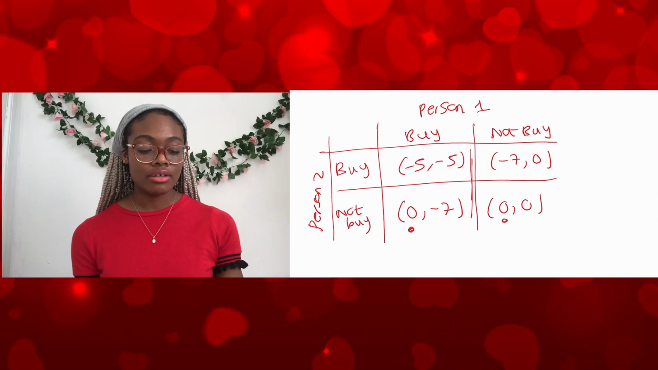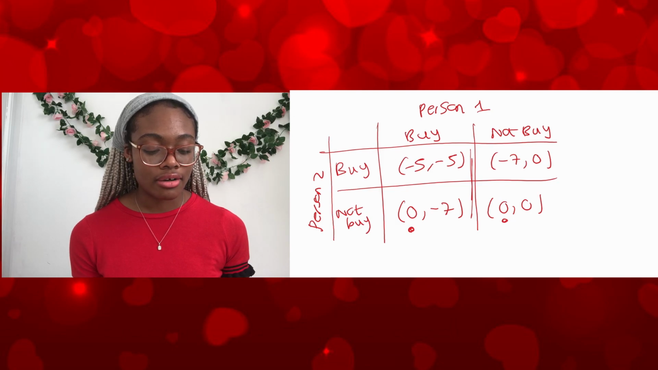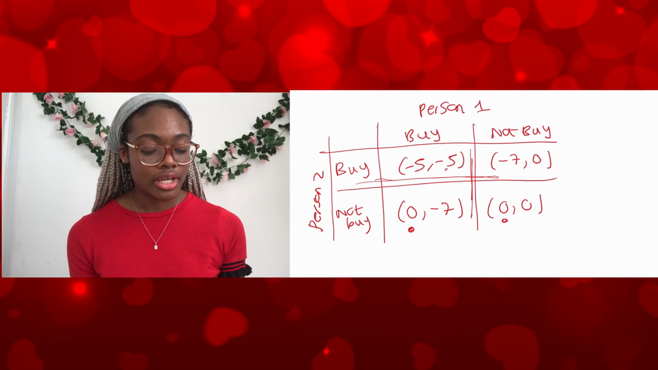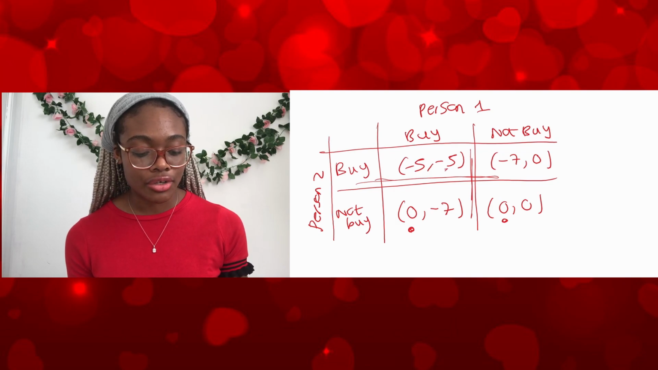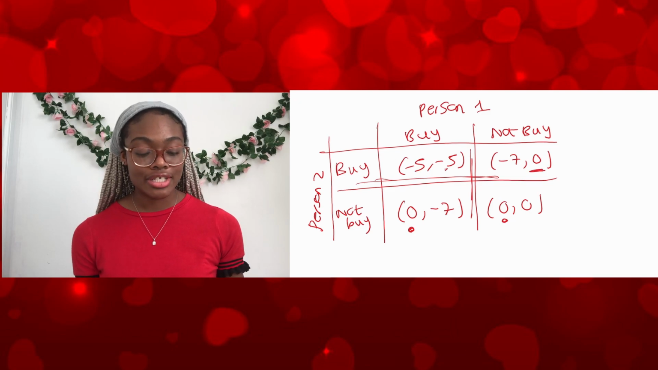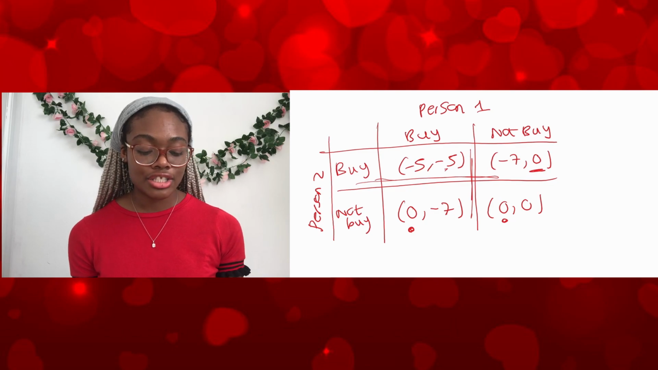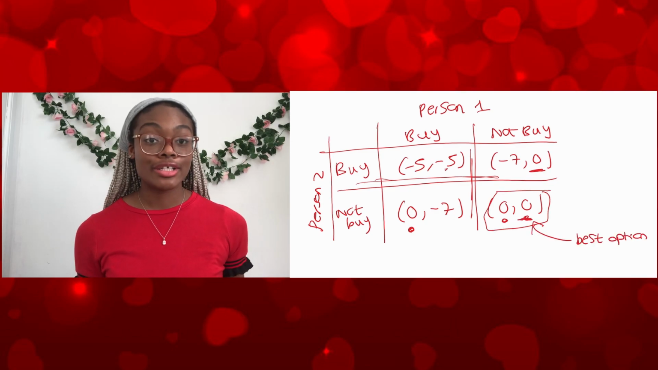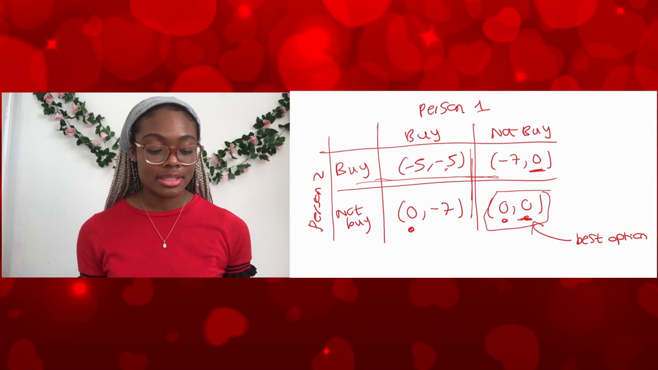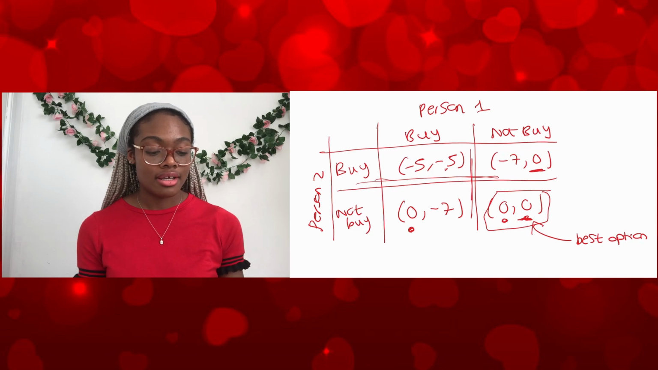And then if we flip it around, if person one thinks that person two is going to buy, they're on this row, so they have -5 or 0. Obviously 0 is greater than -5, so they go for 0. And then if they think person two is not going to buy, again they're left with the same options of buy or not buy, and again 0 is greater than -7, so they're here. Okay, so the economic theory would tell us that this position here, not buy, would be the best option for all of them because it's basically the highest value of utility that they can get.